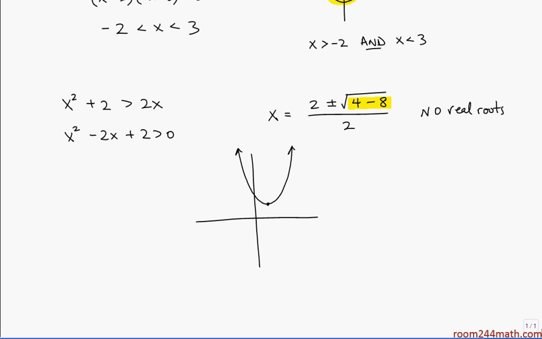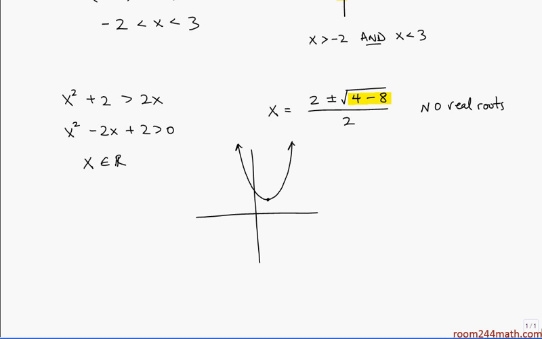You can try plugging in a few. Try plugging in 1, for instance. You get 1 plus 2, that's 3 on the left, 2 on the right, that's a true statement. Try plugging in other values and you'll see that it's always true. So, therefore, x can be any real number. That's the solution to this inequality.